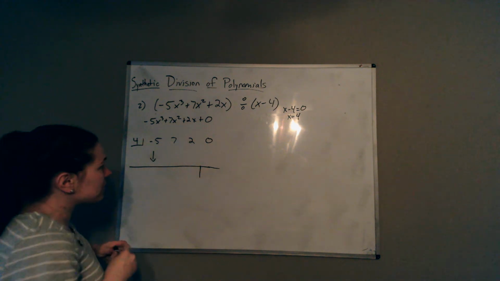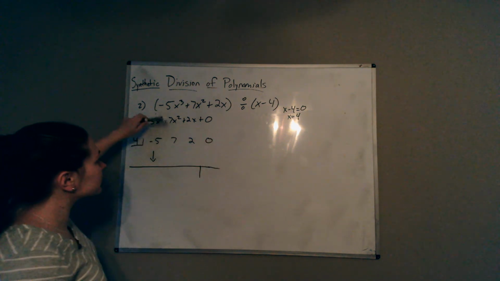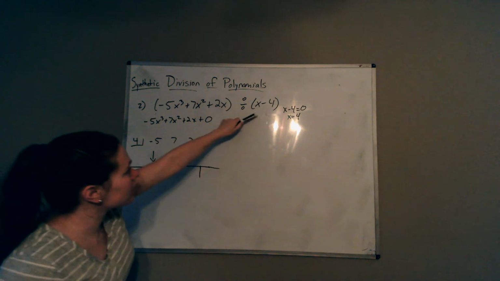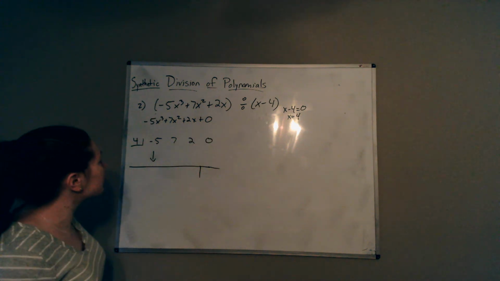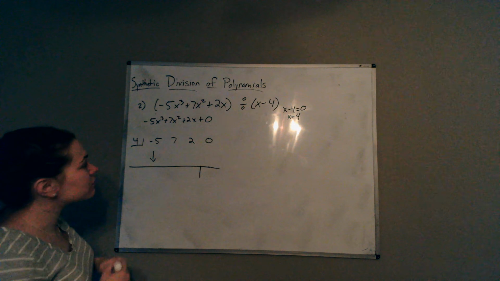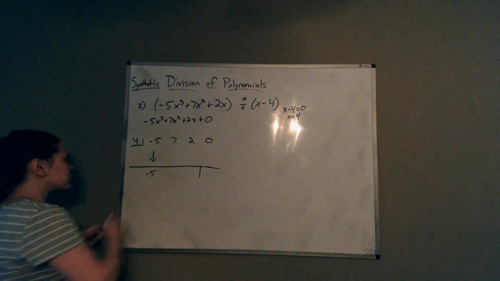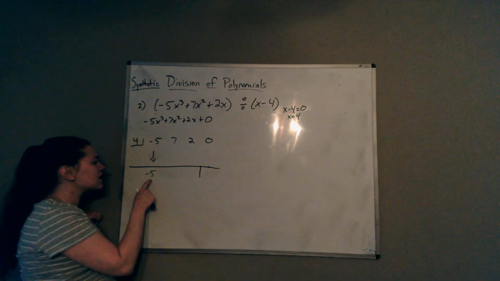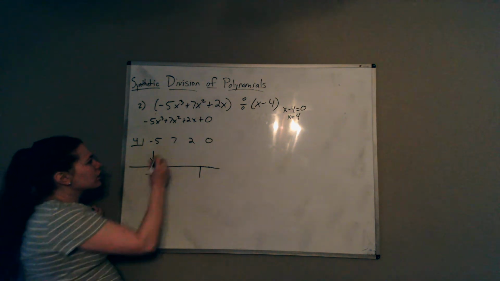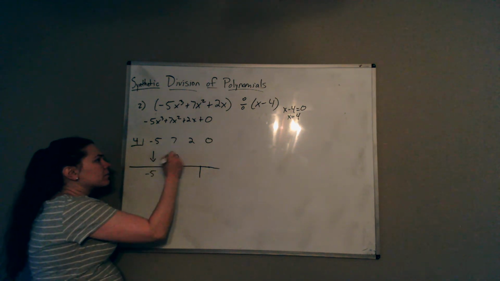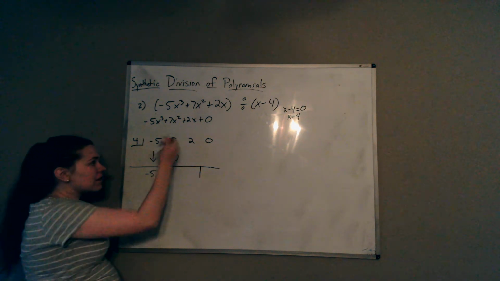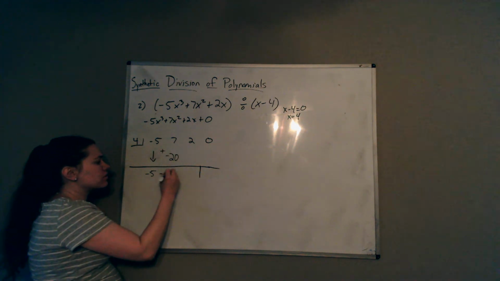That is because if I am taking this and dividing, okay, I'm taking negative 5x to the third, and I'm going to divide it by x first, I'm always going to just be left with negative 5 as my coefficient. So now you take that first number, you bring it down, negative 5 times 4. You get the product and you put it here, and then you add up the column. 7 plus negative 20 is negative 13.